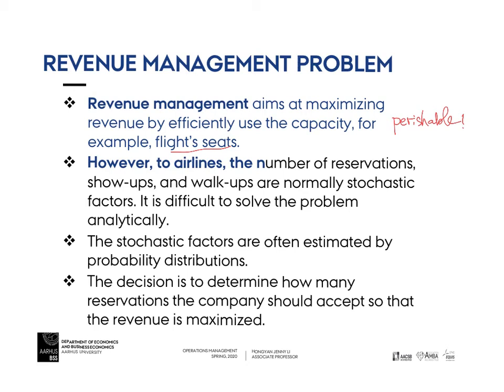However, the problem in the airlines is always very difficult because the numbers of reservations, show-ups, and walk-ups are normally stochastic factors. These stochastic factors can actually be estimated by probability distributions. Then we can think about a simulation study based on the distributions. A decision is to determine how many reservations the company should accept so that the revenue is maximized. So this is a simple problem.